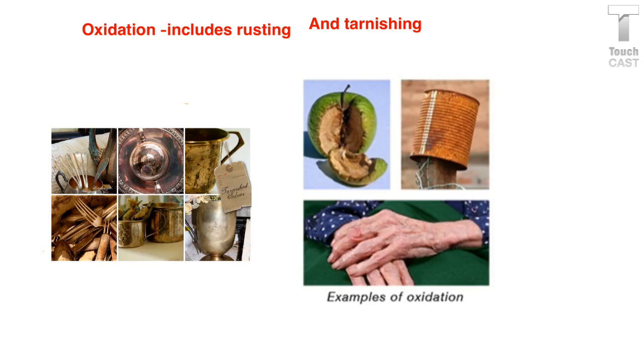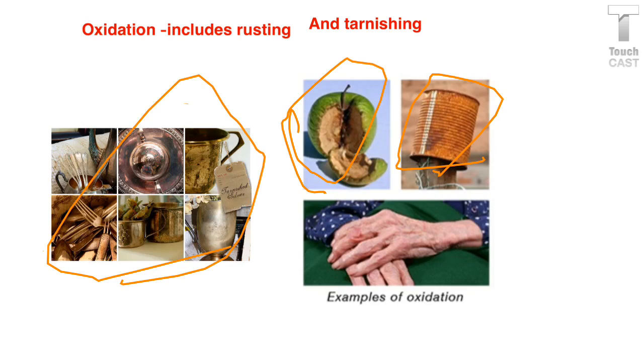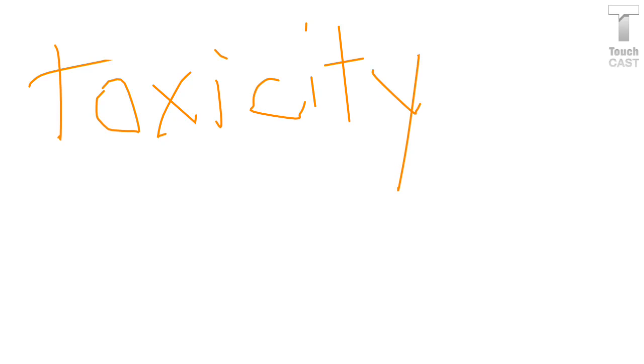The next one we're going to look at is oxidation. Oxidation includes things like rust and tarnishing. Here you see some rust going on the can. Oxidation also happens when you cut an apple and it turns brown. And over here you're seeing tarnish. Metals that turn dark, that would be tarnishing. And the last one is toxicity. That just means something that's poisonous.